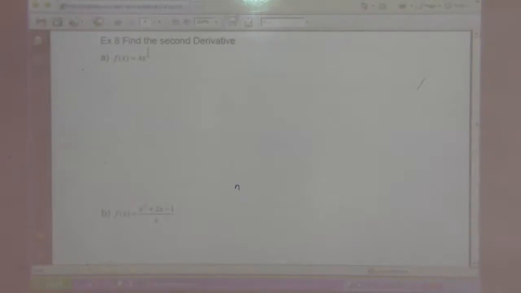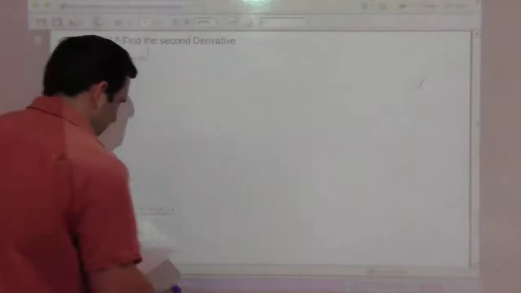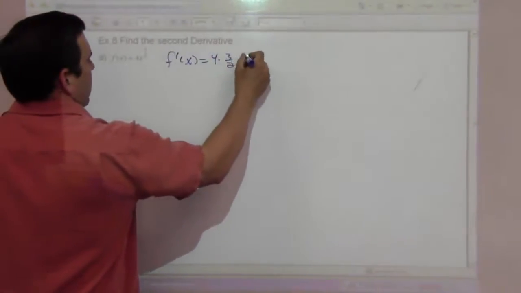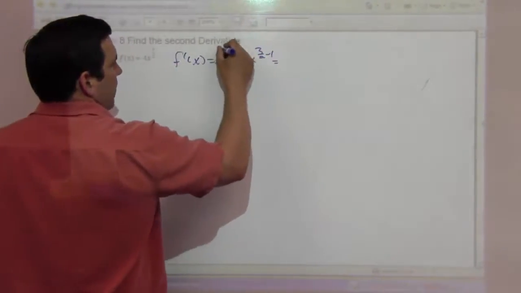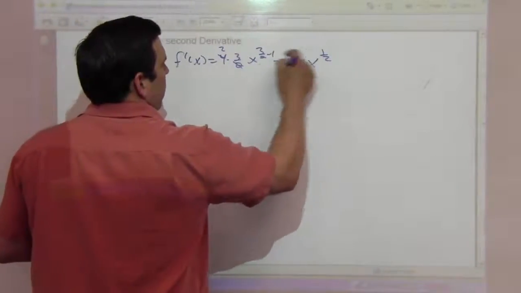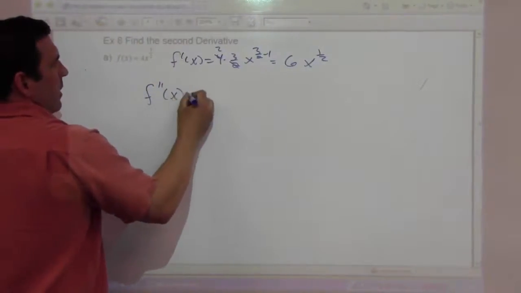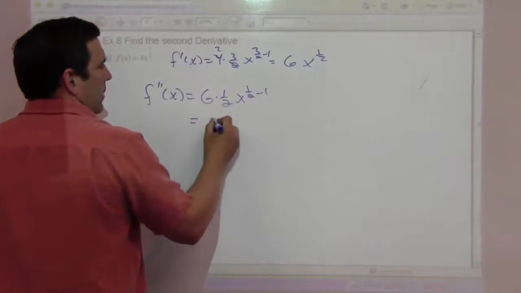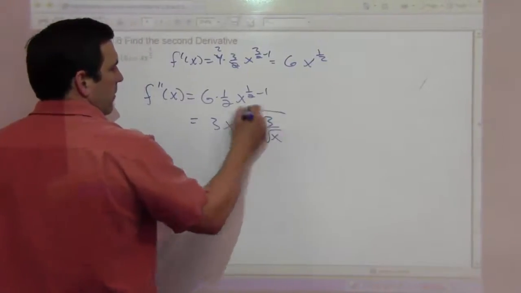Okay, let's go on to example 8. Find the second derivative. So our first derivative is going to be 4 times 3 halves x to the 3 halves minus 1, which is going to be 6x to the 1/2. 3 halves minus 1 is 1/2. Our second derivative is going to be 6 times 1/2 x to the 1/2 minus 1. That's 3x to the negative 1/2, which is 3 over the square root of x.